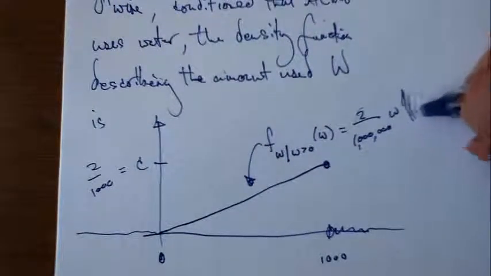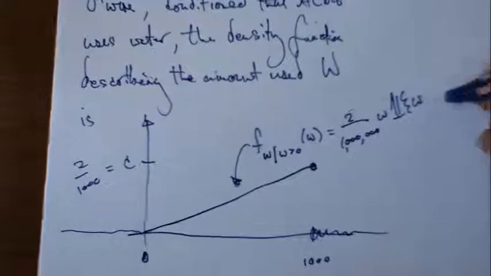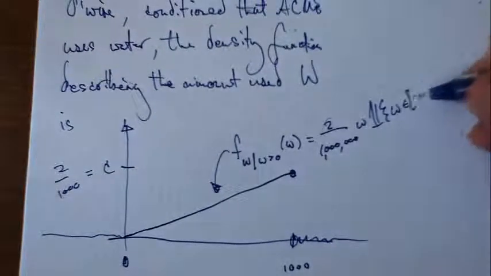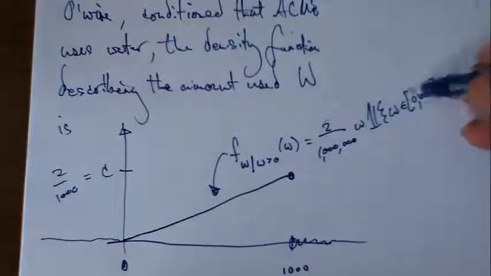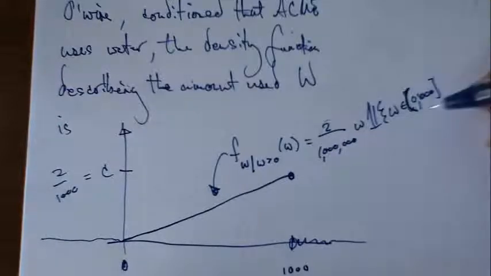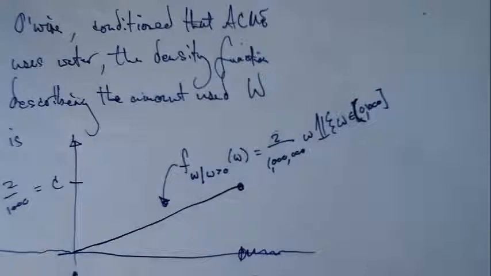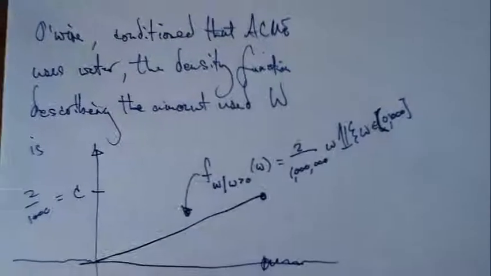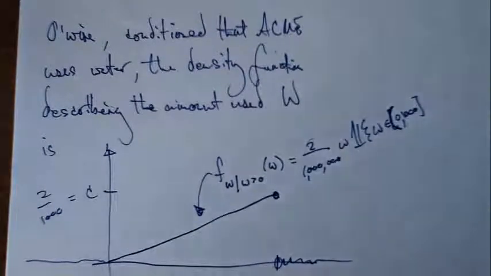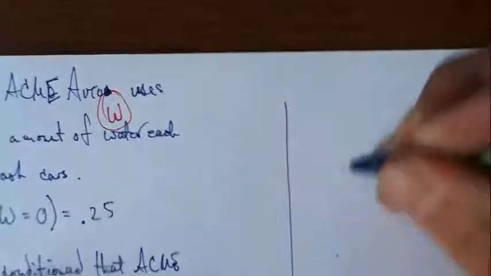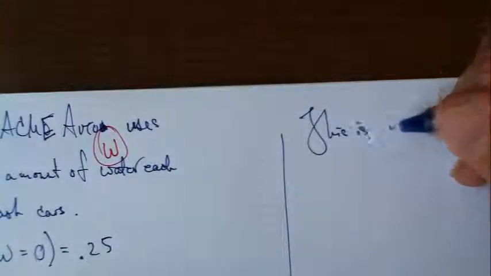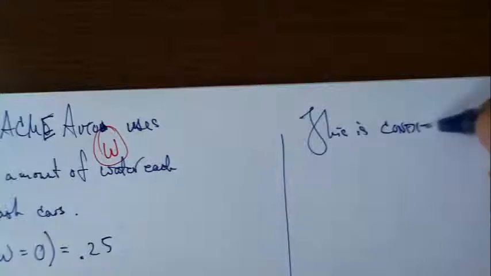Should probably multiply by an indicator function that W is between 0 and 1,000. Technically, make it half open. Now, remember, it's important that we keep in mind that this is conditional. That is, this is conditional on W being greater than 0.